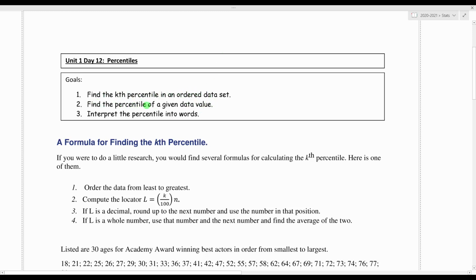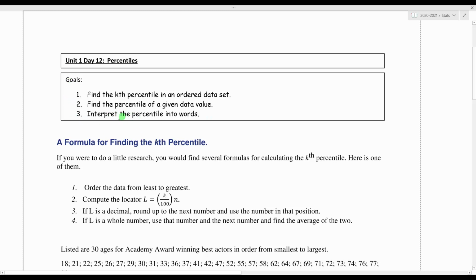We're also going to learn how to find the percentile of a given data value. So for instance, if you said, hey, I got a 72% on my test, what percentile does that relate to in relation to the rest of your peers? So we're going to learn how to figure out what percentile a particular data value is.